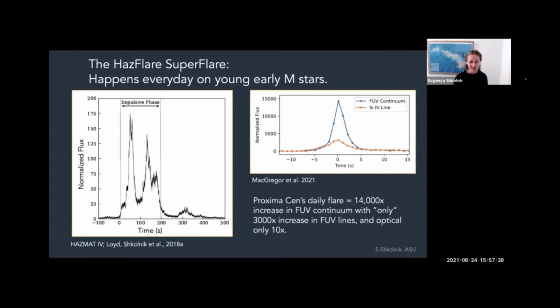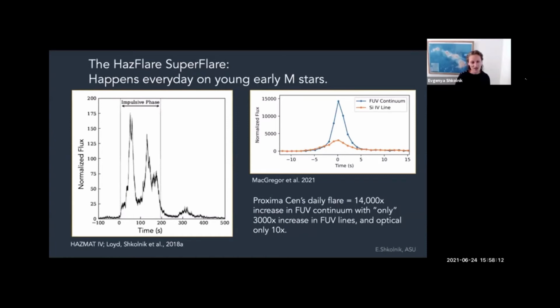And what you see here is an increase in the far UV continuum by a factor of 14,000. Now, the HAZMAT flare here on the left-hand side is in fact energetically greater. It's a stronger flare, but in a relative sense, this flare on Proxima Centauri is quite spectacular, 14,000. Now this exact same flare, because we have simultaneous data with HST and TESS, increased by 14,000 in the continuum, 13,000 in the far UV lines, and only a factor of 10 in the optical.